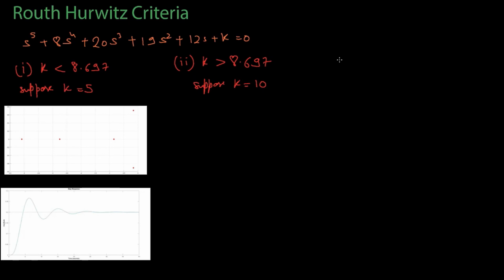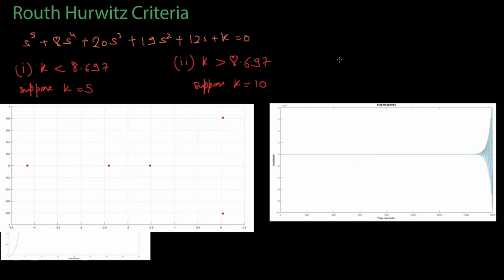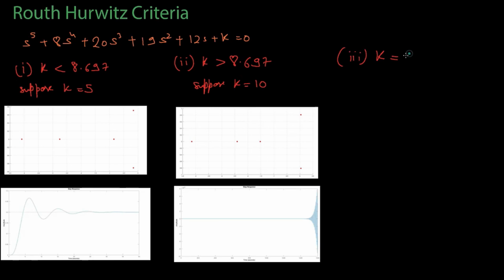For the second case, that is k greater than 8.697, we'll assume a value of k equal to 10. Now here in the pole zero plot, you can see that the imaginary poles are now on the right hand side of the imaginary axis. Thus, the system is unstable. And this is confirmed by the step response, where we can see that the oscillations are continuously increasing to a very high value. Now we will take the third case where k is equal to 8.697.